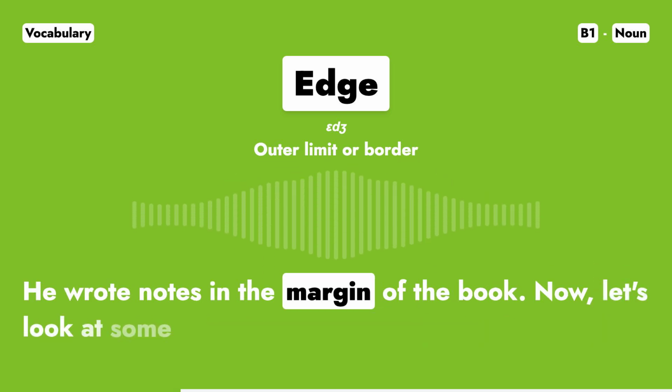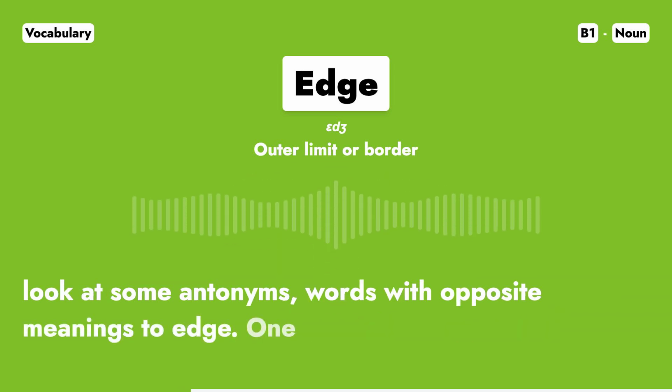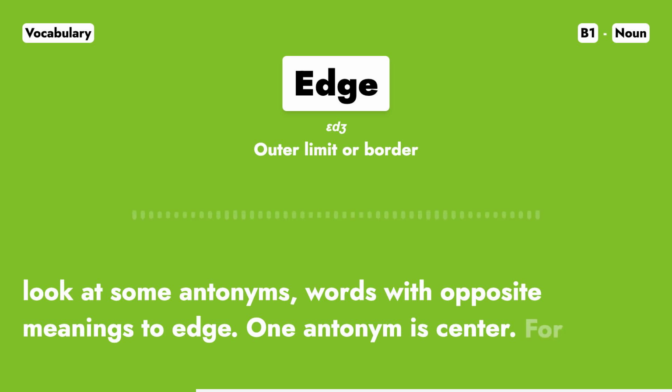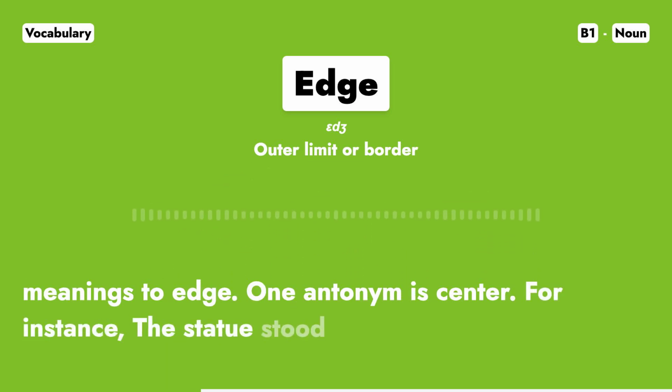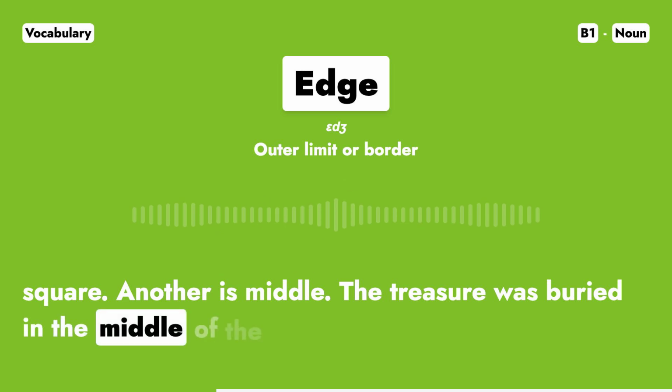Now, let's look at some antonyms, words with opposite meanings to edge. One antonym is center. For instance, the statue stood in the center of the town square. Another is middle. The treasure was buried in the middle of the island.